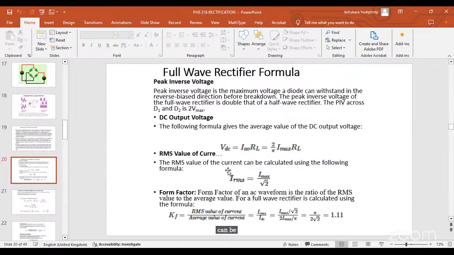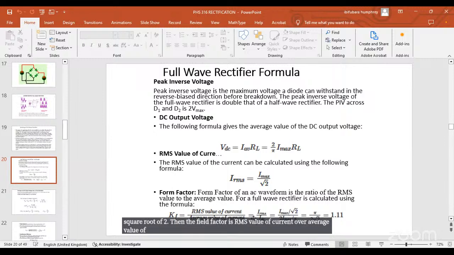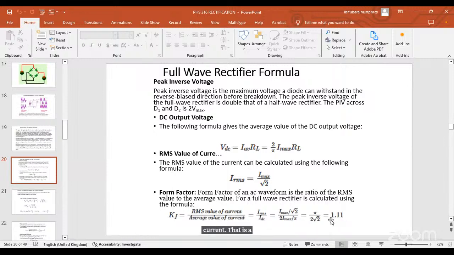The RMS value of current can be calculated. We saw this in the previous slide. I RMS is equal to Imax over square root of 2. Then the form factor is the RMS value of current over the average value of current. The form factor here is 1.11, but for half wave it is 1.21.